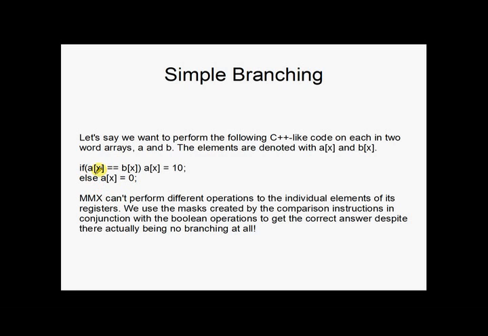If A[x], the x just means a particular element, if a particular element in A is equal to a particular element in B, then I want to set that element in A to 10. Otherwise, I want to set that element in A to 0. So a little branch here, with 2 possible options. Achieving this in SIMD is not terribly hard, but it's more difficult than just writing out the C code anyway.